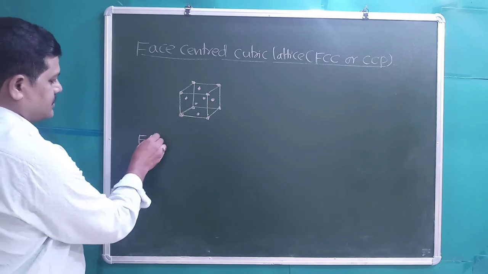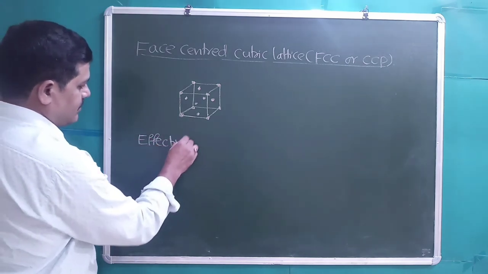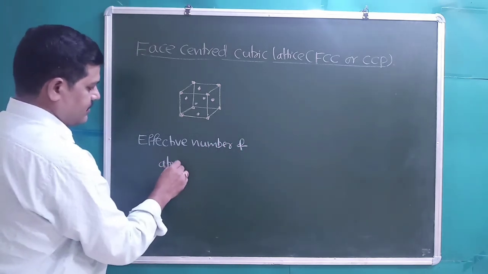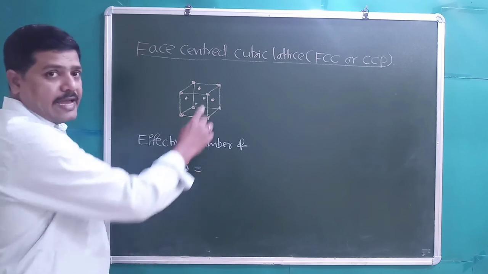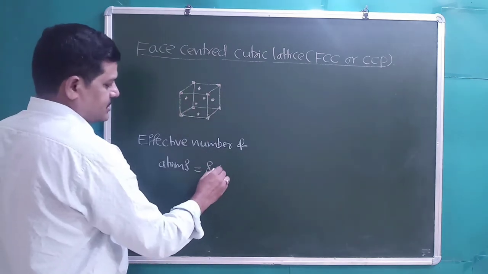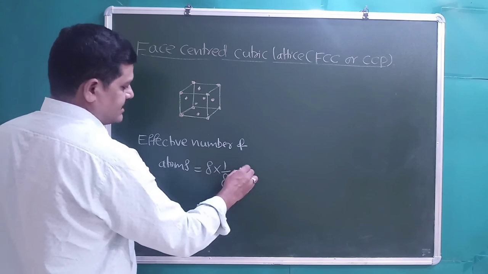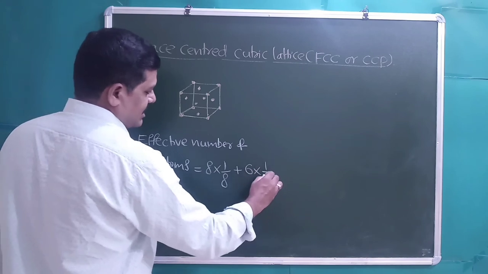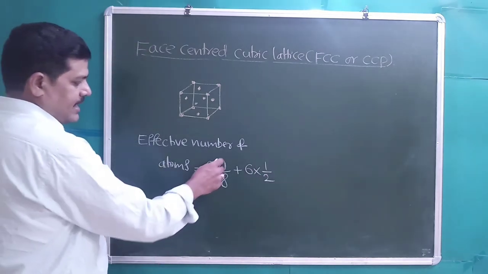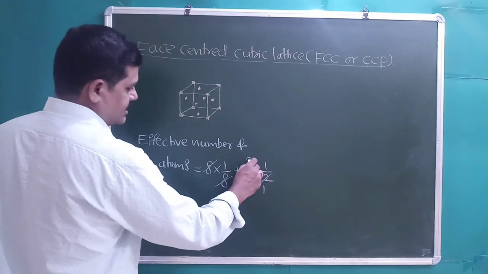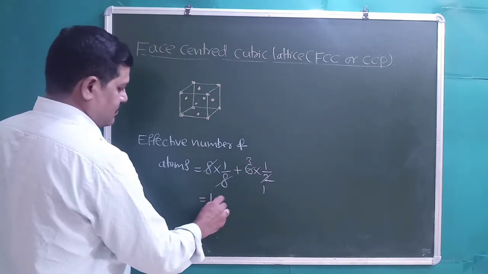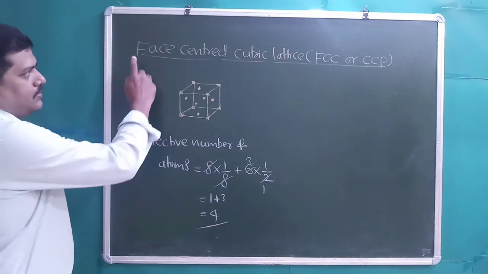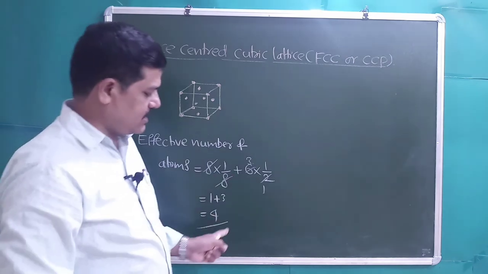Effective number of atoms is equal to 8 corners occupied by 8 atoms. Corner atom contribution is 1 by 8, plus 6 face centers occupied by 6 atoms. Face center atom contribution is 1 by 2. The 8 gets cancelled, and 6 by 2 is 3. So 1 plus 3 is equal to 4. Effective number of atoms for the FCC unit cell or CCP unit cell is 4.